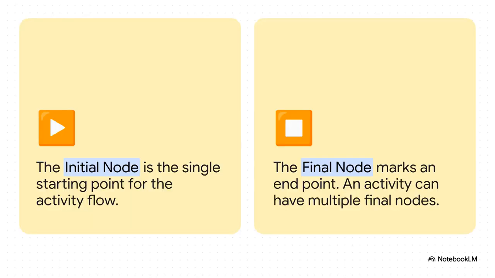Now, this is a crucial distinction. Every single activity has one and only one initial node. It's the unambiguous entry point. However, a process can have multiple valid ways to end, and that's why an activity can have several final nodes, each one marking the end of a specific path through the workflow.